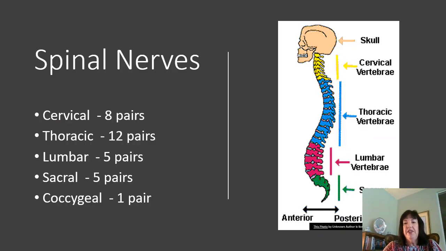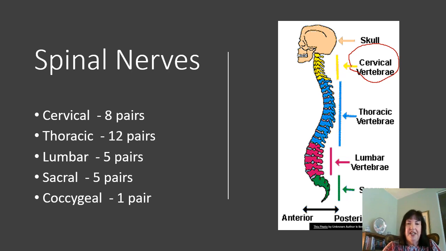We have pairs of spinal nerves that come from different parts of the vertebrae. You don't need to remember how many pairs, but I do want you to recognize that they come from these areas. The first area is from the cervical vertebrae. And you have 8 pairs of spinal nerves that come from there.